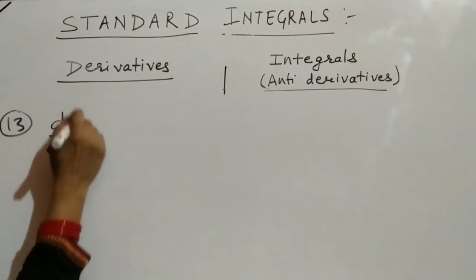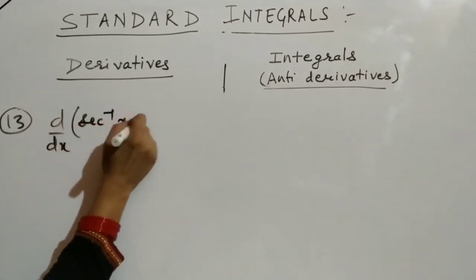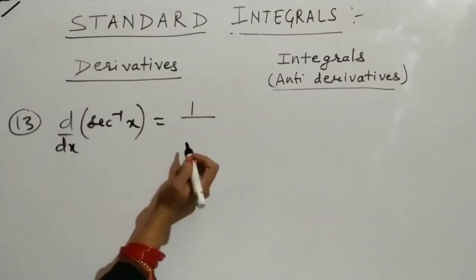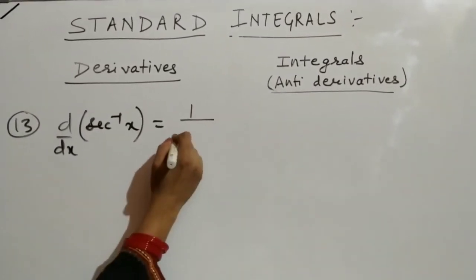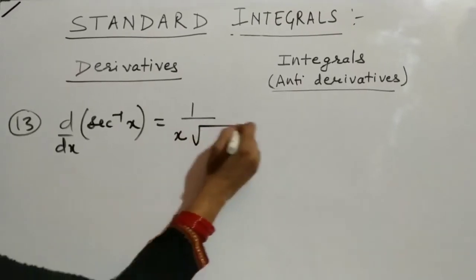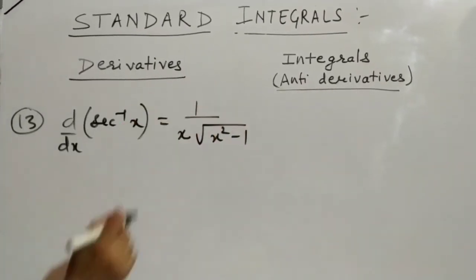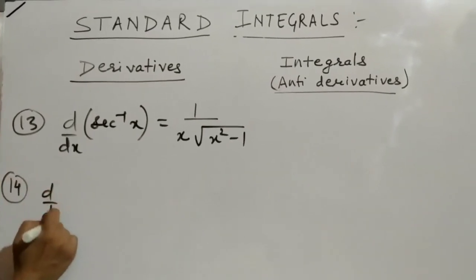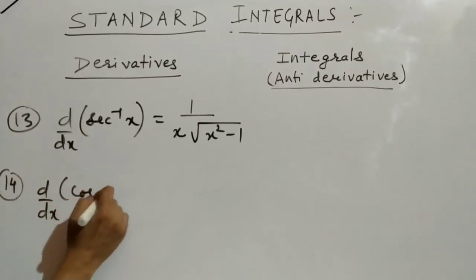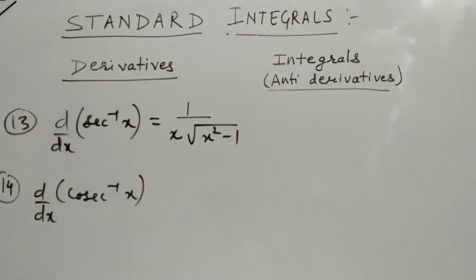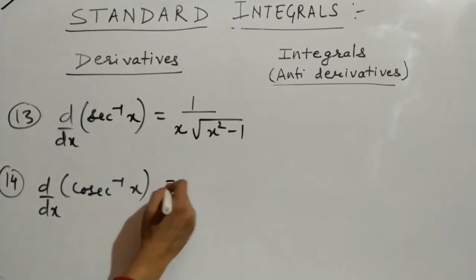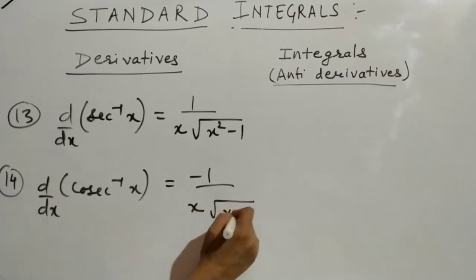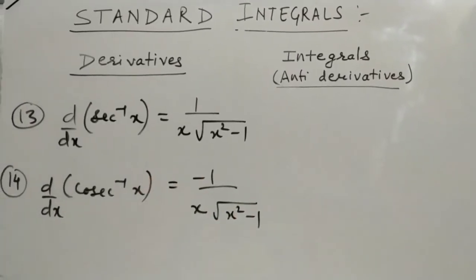Derivative of secant inverse x is equal to 1 upon x into under root x square minus 1. Derivative of cosecant inverse x is equal to minus 1 upon x into under root x square minus 1.